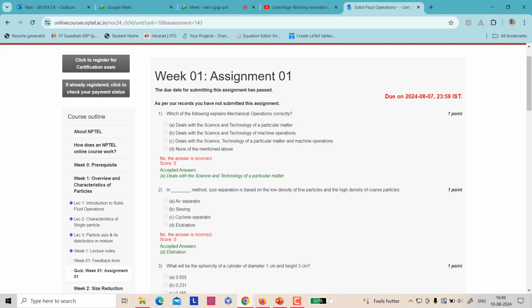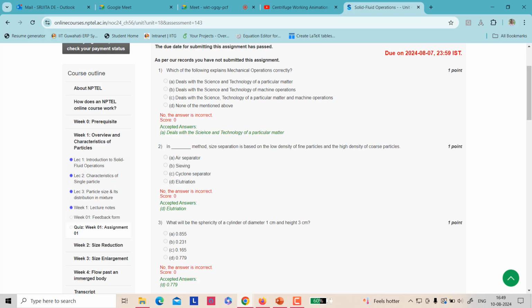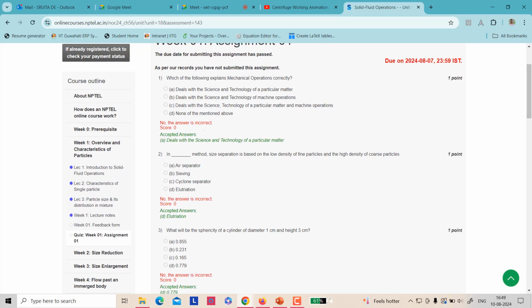Ma'am, but we are calculating the power consumed by the machine. Yes, we are calculating machine operations for the particulate matter, after size reduction of this particulate matter, how much power is required? That is why C also can be correct, I think, but they have given A. That's what I had doubts about. Okay, that is fine.